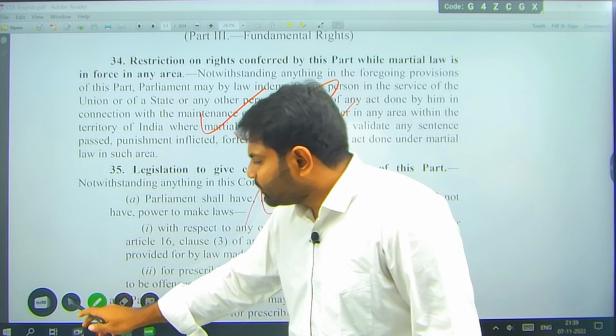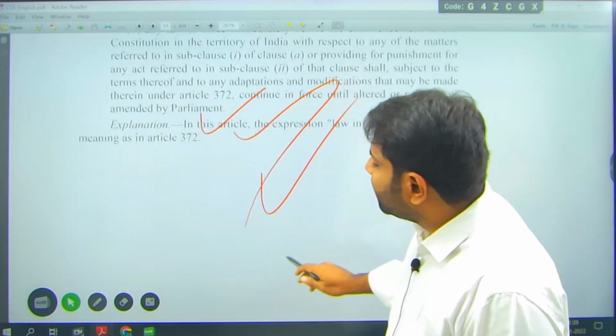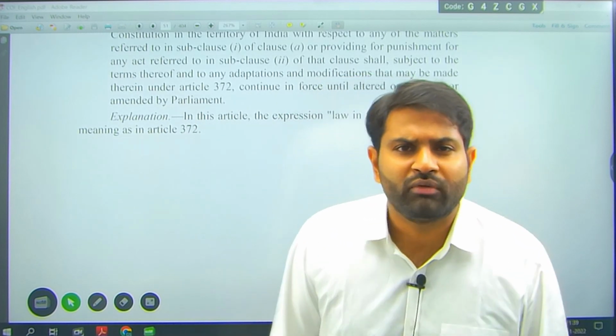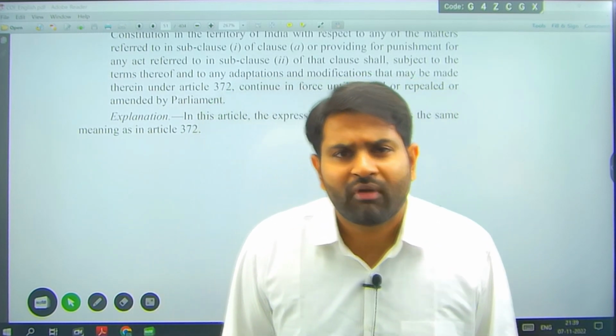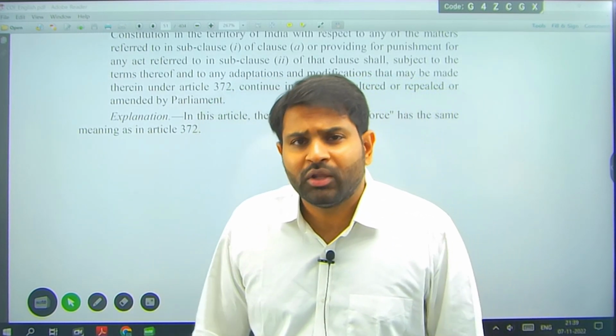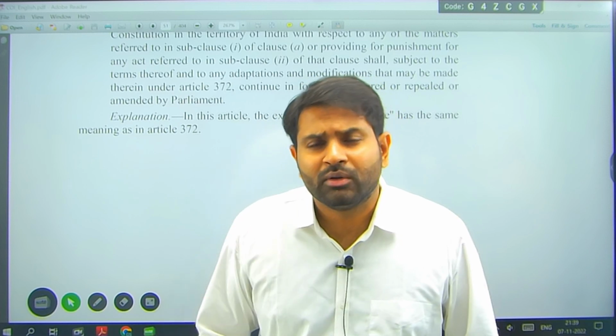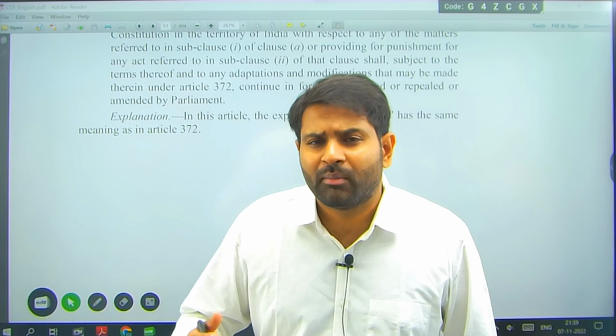Article 12 to article 35, these are the fundamental rights we have. This is the third part of the Indian constitution. This is what we need to learn in length. Right to equality we learned. Similarly, right to freedom, right against exploitation. Similarly, cultural and educational rights, right to education, minority rights.